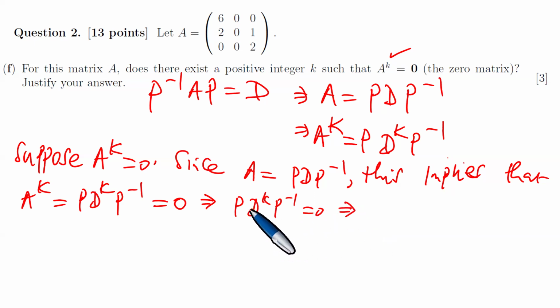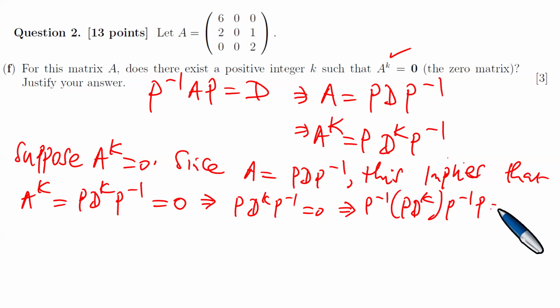Then we can solve for d to the power k by multiplying by p inverse and p. So you multiply by p inverse and p, and then p inverse p d to the power k is 0, which means d to the power k here is equal to 0. Which is false. Why would that be false?